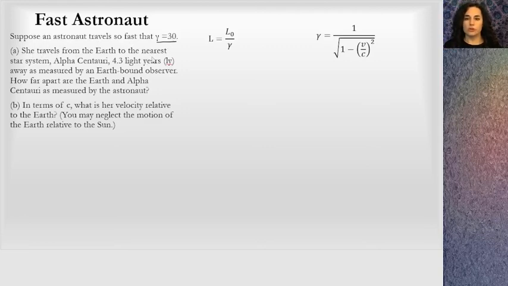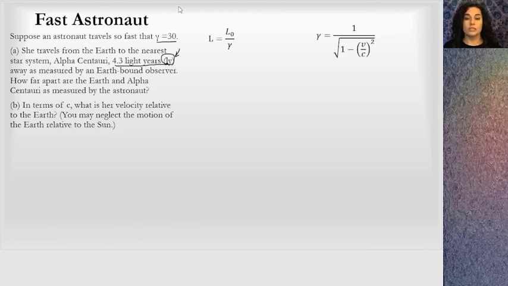She travels from Earth to the nearest star system, Alpha Centauri, which is 4.3 light years away as measured by an earthbound observer. How far apart are the Earth and Alpha Centauri as measured by the astronaut? So we really have to think about who's at rest with respect to the event and who is moving with respect to the event. I also chose this problem because it talks about light years.